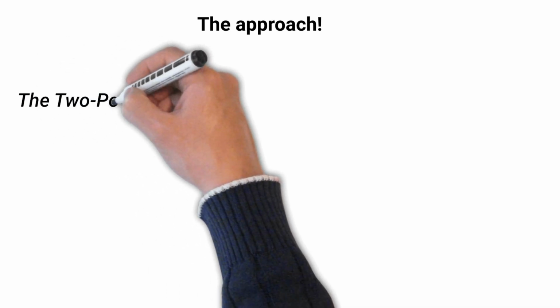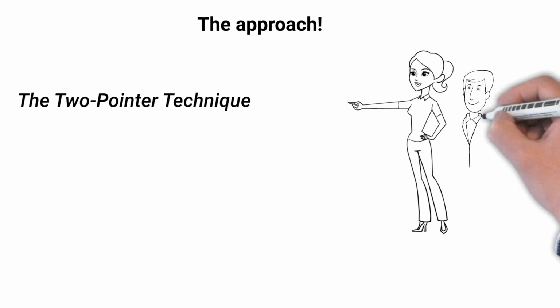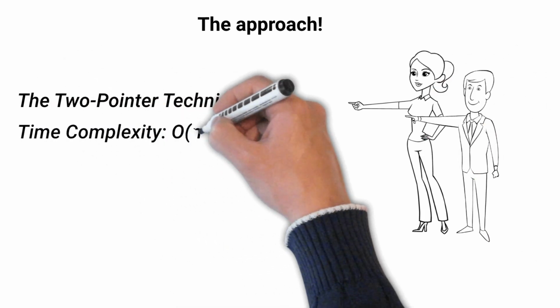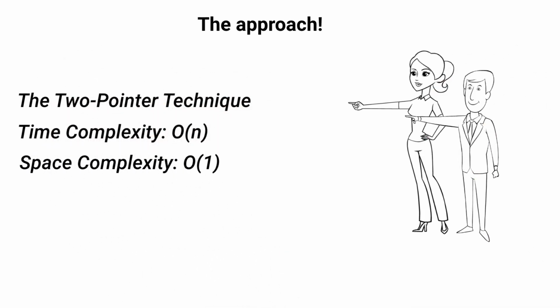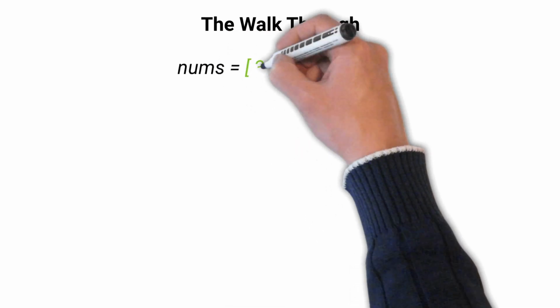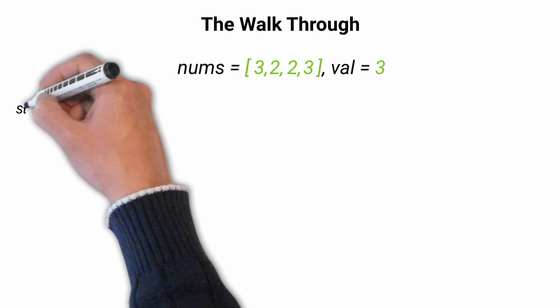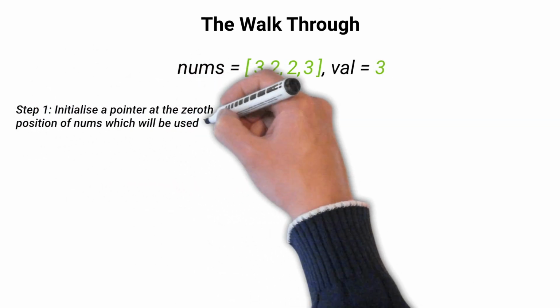The approach that we're going to be taking today is the two-pointer technique. Here are our 2 pointers, and it'll have a time complexity of O of n and a space complexity of O of 1 constant, and it'll be the optimal approach to this problem. Now let's walk through an example where nums is equal to 3, 2, 2 and 3, and the val that we want to remove is equal to 3.